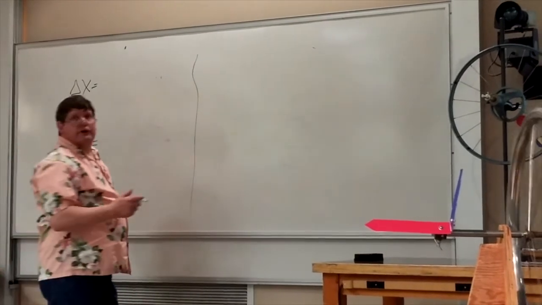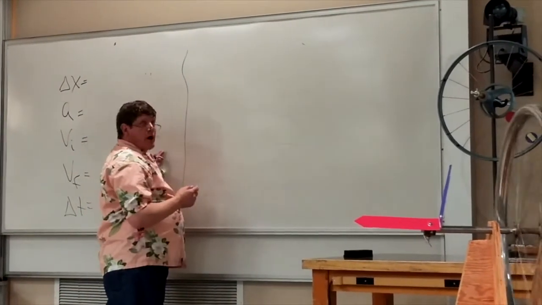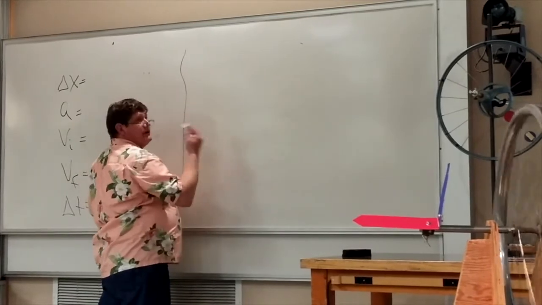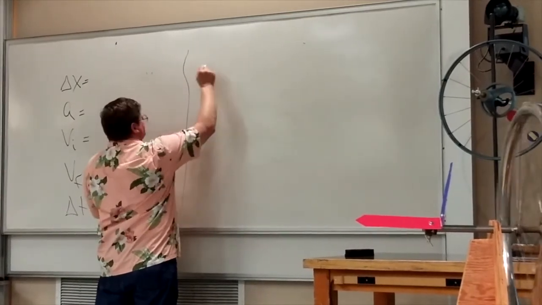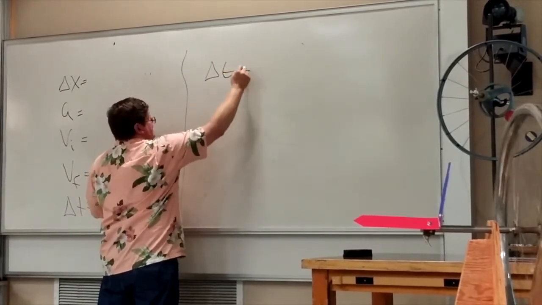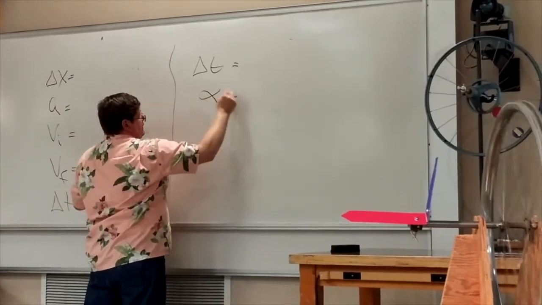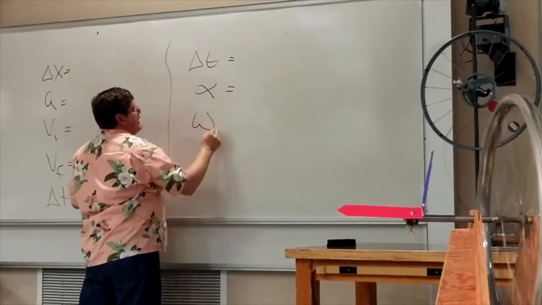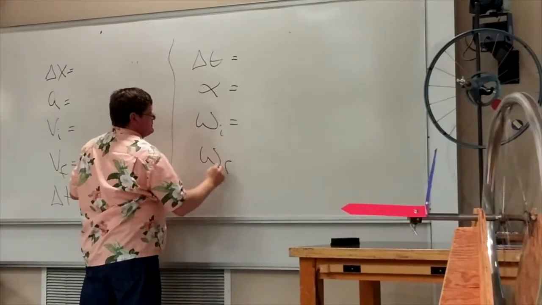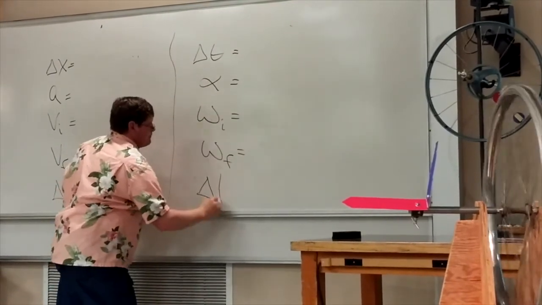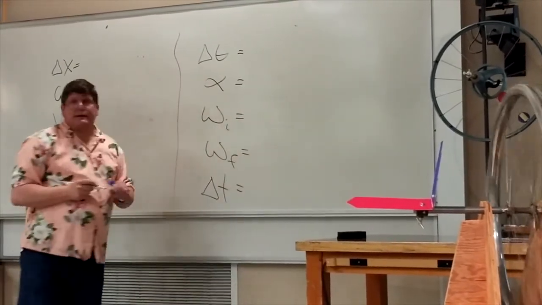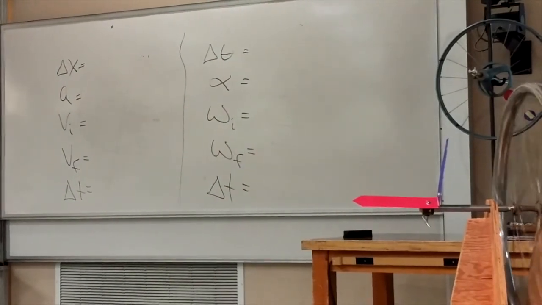Well, in rotational kinematic problems, we have the same list, but with their analogs. Instead of delta x, we have delta theta. Instead of a, we have alpha. Instead of v, we have omega, initial and final. And time is time. And you have to find 3 of those from the problem statement.